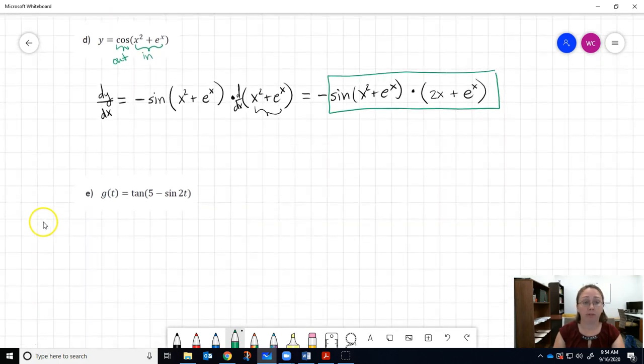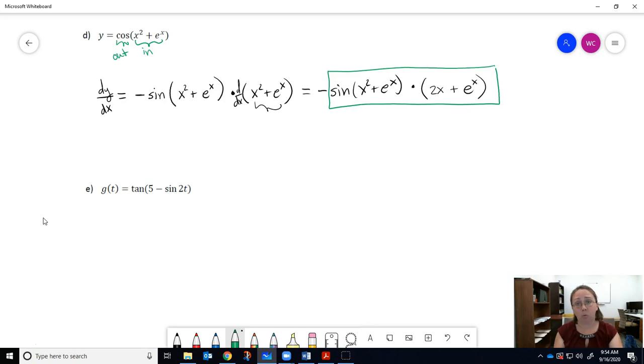Do you prefer the formal definition of writing down u, writing down y equals a function of u and taking the derivative, or do you prefer this way? Most students I find prefer this method.